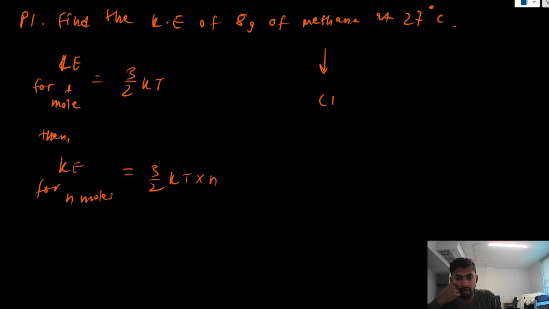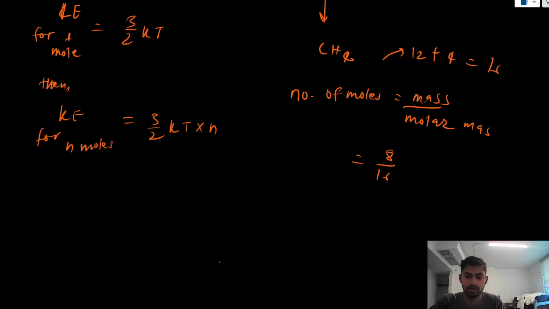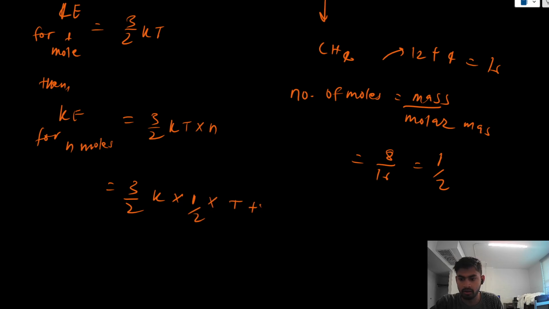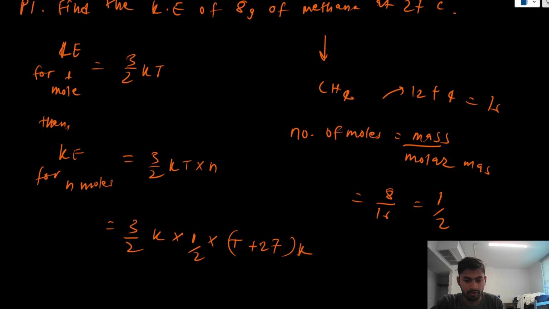We know the gas is methane, which is CH4, and to compute the number of moles, we have mass by molar mass. Carbon's molar mass is 12 and H4 would be 4, so 16, and the given mass is 8, so 8/16, which would be 1/2. So 3 times K times 1/2 times temperature. What's the temperature? 27, which is in kelvins.